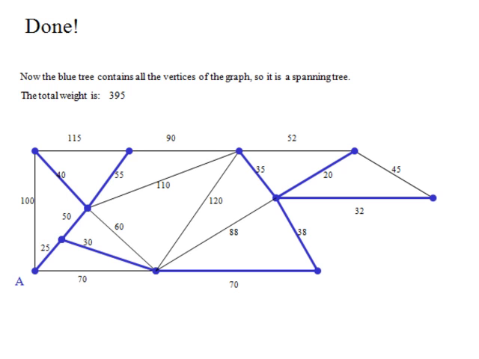And this algorithm guarantees that I have got the smallest possible weight for a spanning tree. So any other spanning tree that I might find on this graph will have a weight greater than or equal to 395.